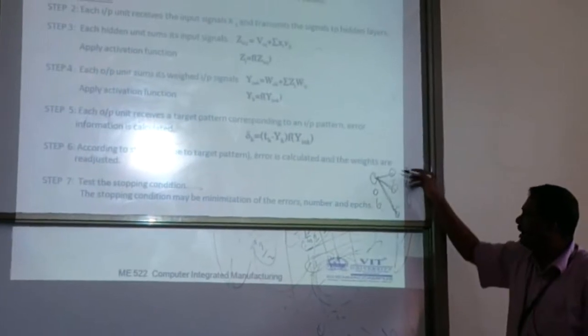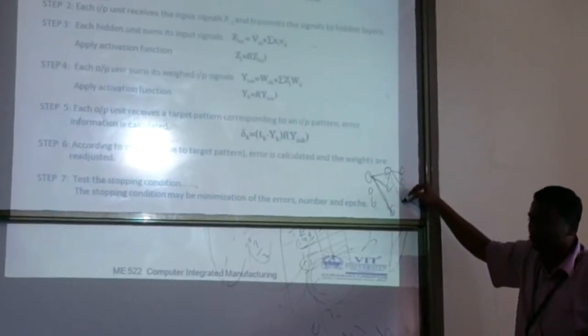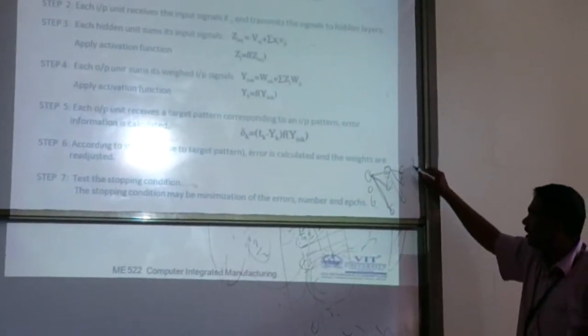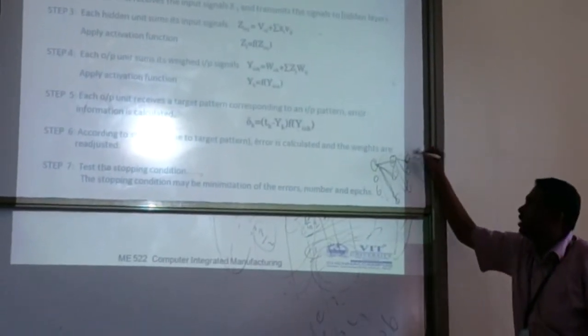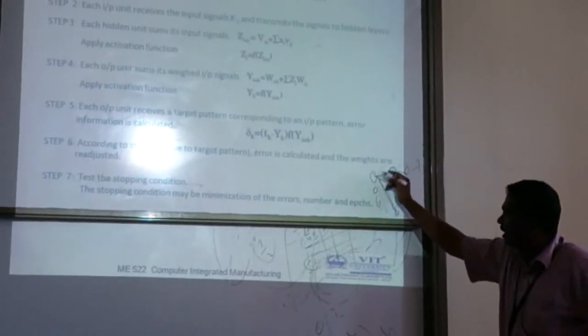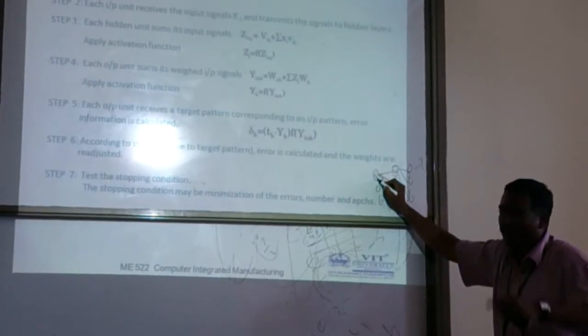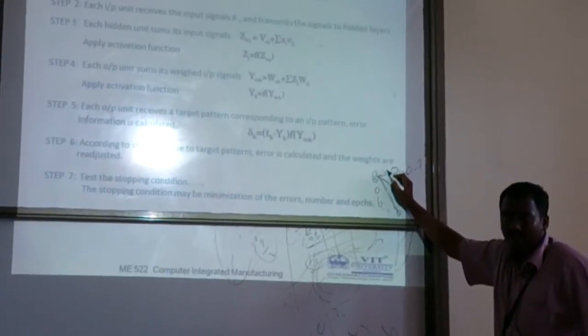Okay, and in parallel, the hidden layers are associated with all the output layers. If you have any problem in this output, you have to modify all the weights. That's the thing. So what happens? Each input unit receives the input signals. This is the input signal X1, and this is the weights. Am I correct?